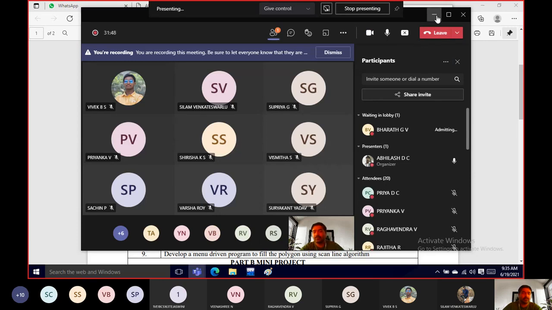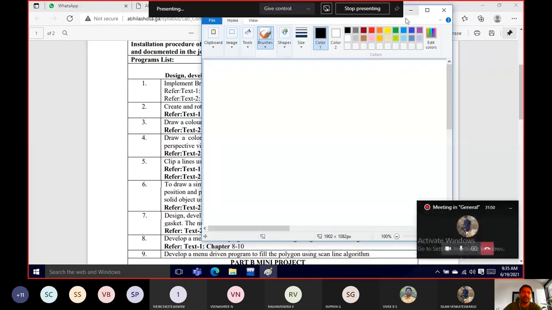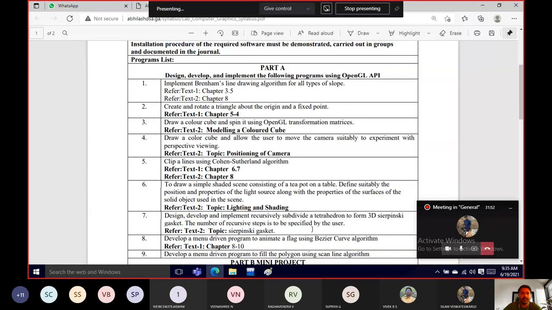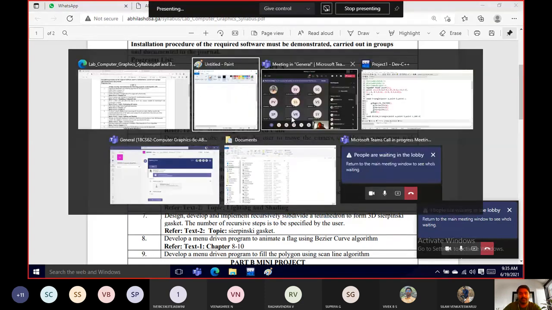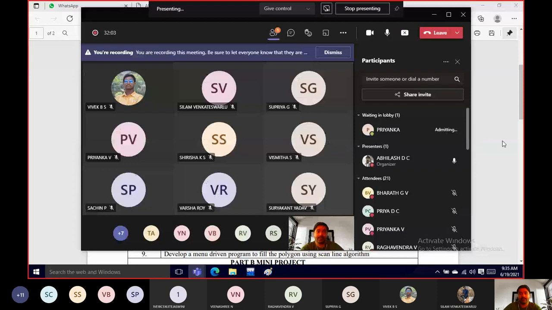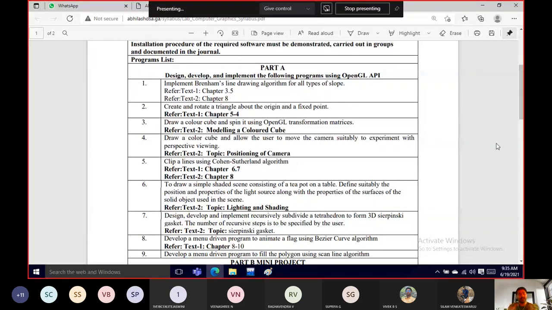So first, what does the question say? The question says that we have to create a tetrahedron, right? So recursively subdivide a tetrahedron. That means we have to create a tetrahedron, and once we create it, we have to divide that tetrahedron into a number of parts. The number of parts is the number of subdivisions.